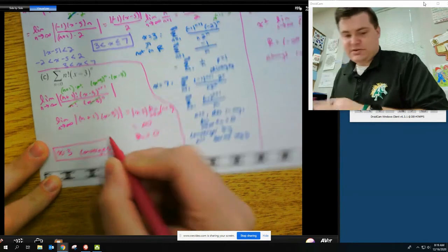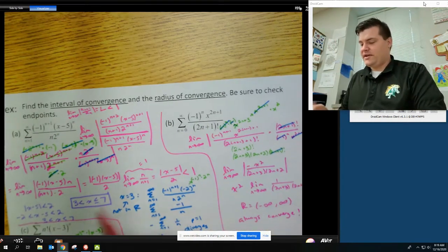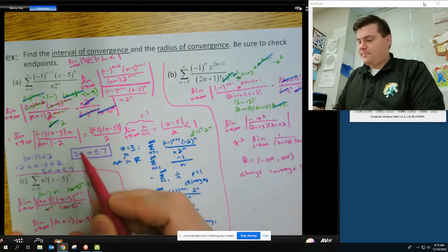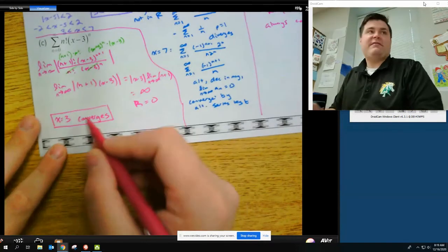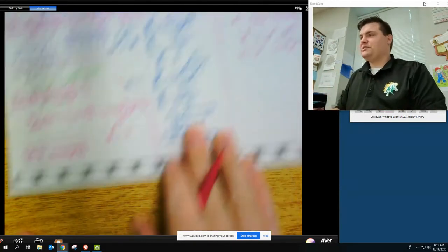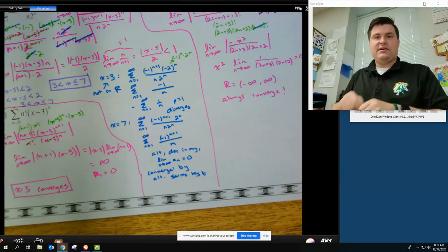And those are my 3 situations that I had from the front page: an interval right here where I need to find out if the endpoints converge, one right here where it's always going to converge, and one right here where I just have one value converge. So power series will always converge. You just need to figure out which of the situations it is. And that's going to wrap up our video here for power series.